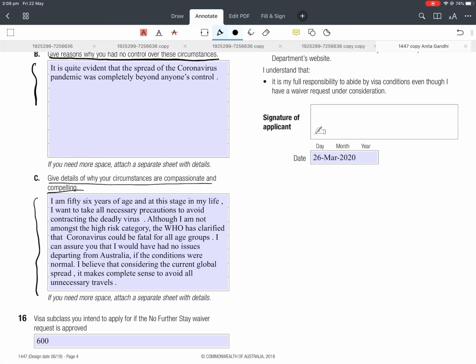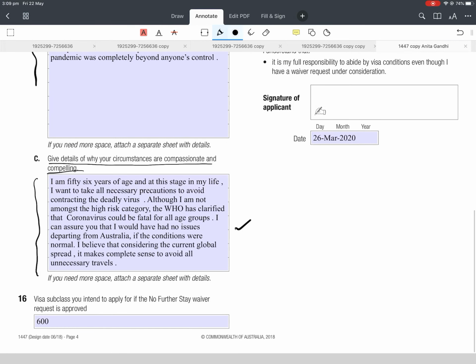I can assure you that I would have had no issues departing from Australia if the conditions were normal. I believe that considering the current global spread, it makes complete sense to avoid all unnecessary travel. So again, pretty straightforward, to the point. As I said, you can use any wording which suits your circumstances.